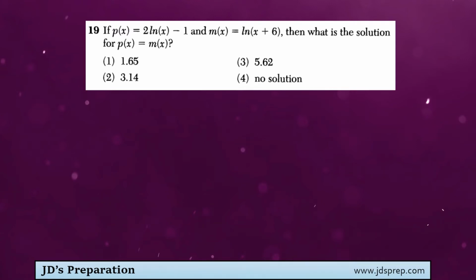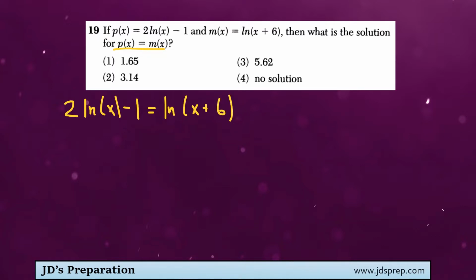For a question that looks so short, this is actually a very complex and difficult question. In order to solve it, we need to set both of these functions equal to each other and then solve for x. Sounds simple, right? But you'll see it is not at all. So 2 multiplied by ln of x minus 1, or ln of x, is equal to ln of x plus 6.